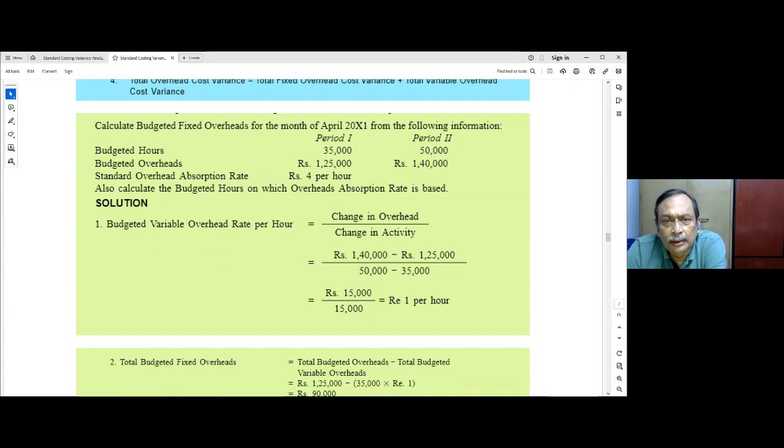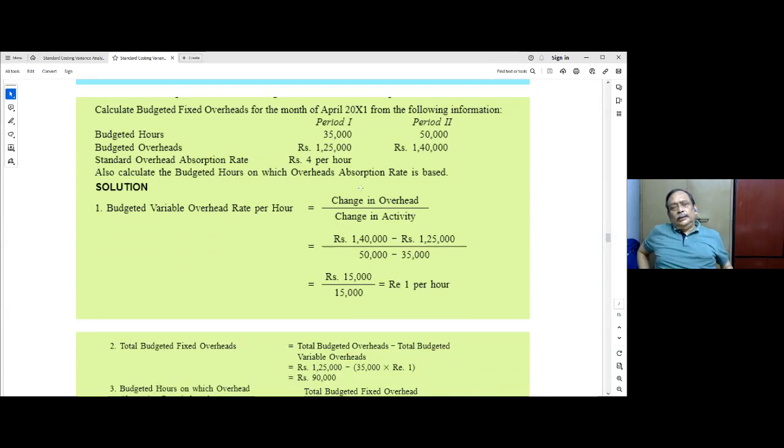Now we are coming to the problem. It is a very simple problem that I have taken at the beginning. Calculate budgeted fixed overheads for the month of April from the following information. So there are two periods, period 1, period 2. We have budgeted hours both for period 1 and period 2. And we have budgeted overheads both for period 1 and period 2, and it is given as rupees 1,25,000 and rupees 1,40,000. Standard overhead absorption rate is rupees 4.